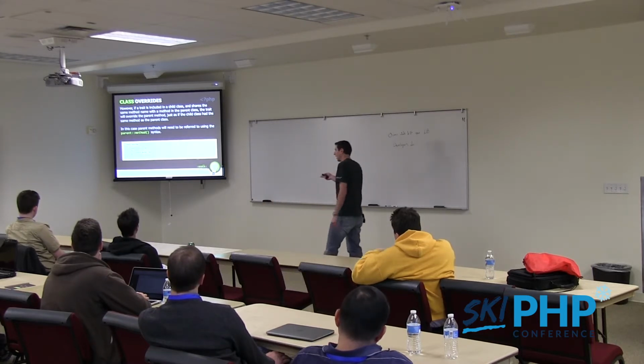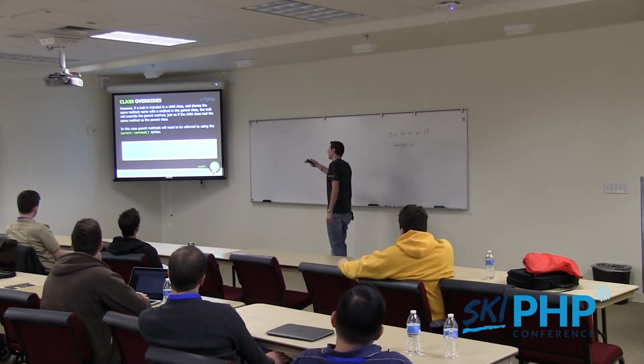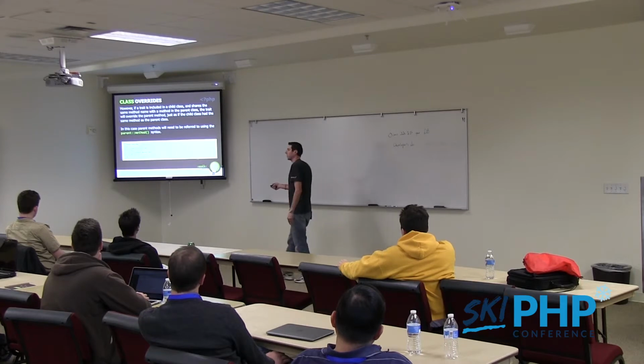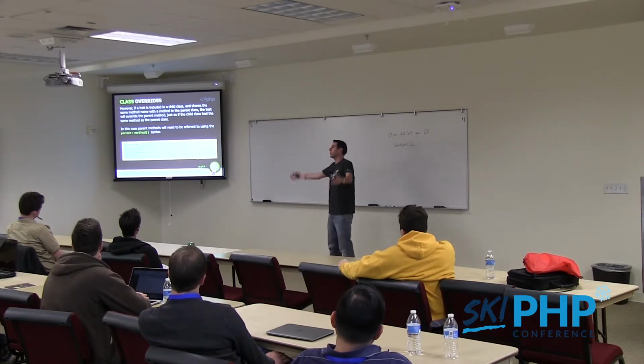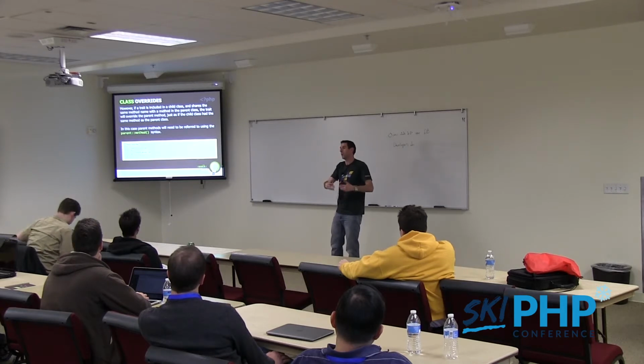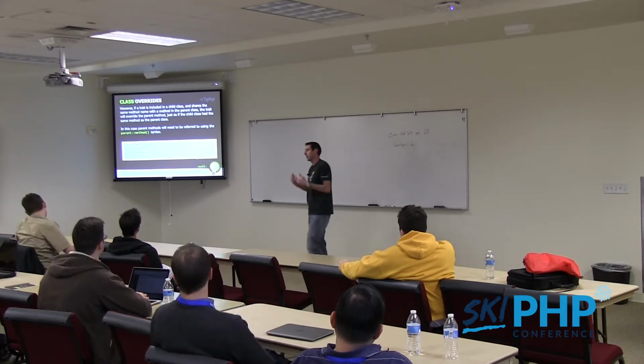Again, if it's in the parent class, the trait will override it. If you want to access it, make sure you're using the parent call. Otherwise, you will not have access to the parent method, just as if you had extended and overridden a parent method with a child method. Again, the same flow follows.